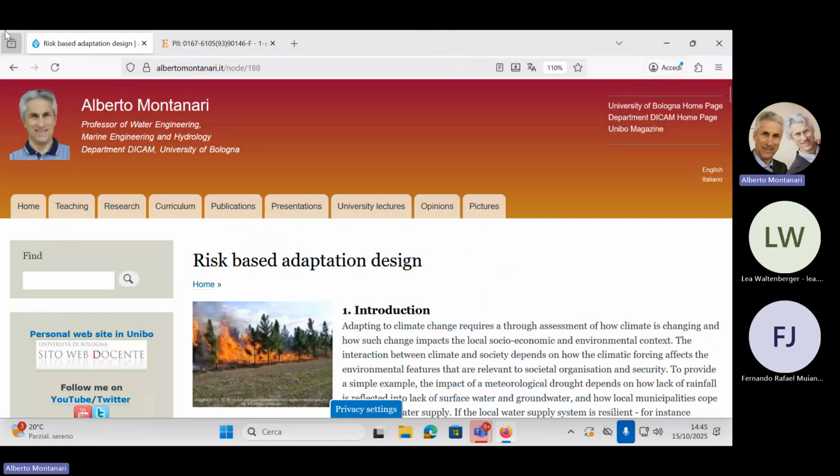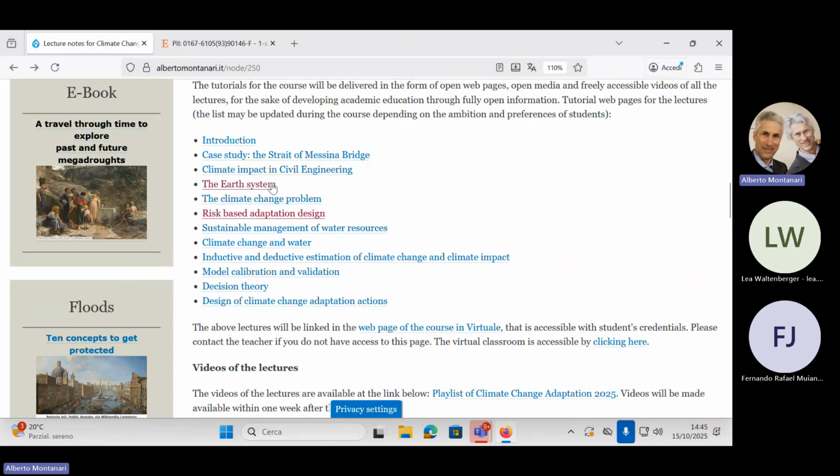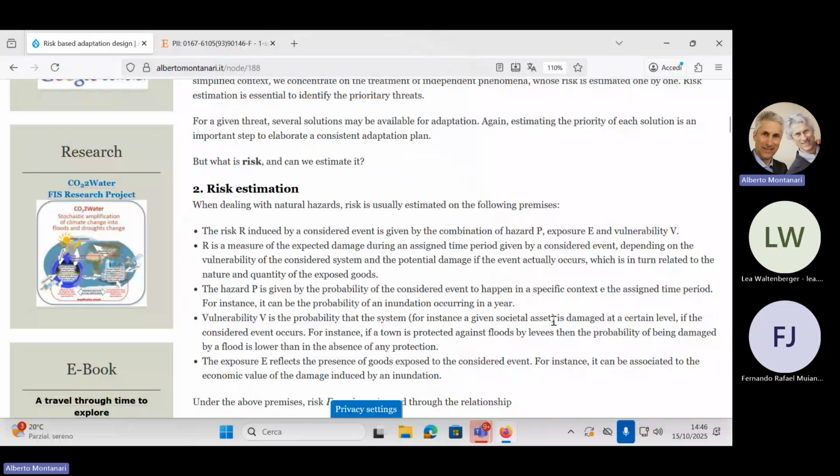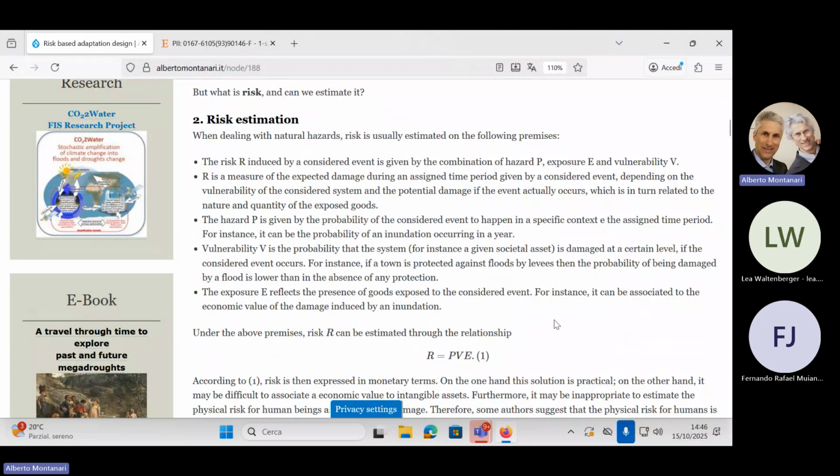Risk-based adaptation design. As I told you, we skipped a couple of links. We did introduction, case studies, Strait of Messina, climate impact, and then we skip 2 links and we go to risk-based adaptation design. Okay, very good. So, as I said, we start from this formula.